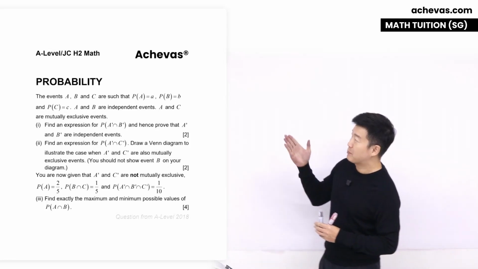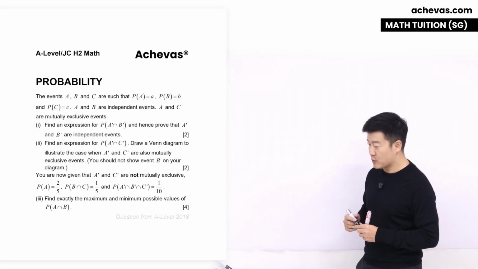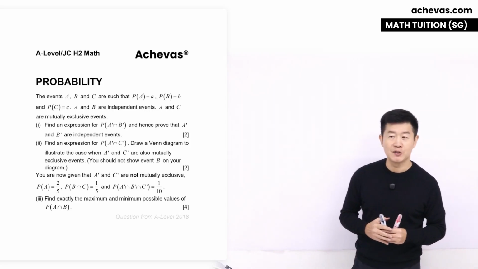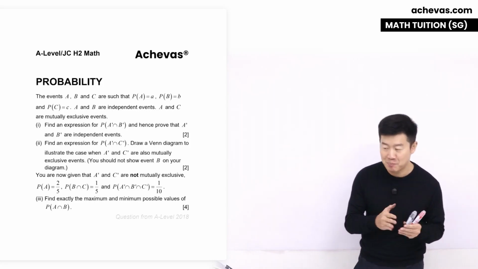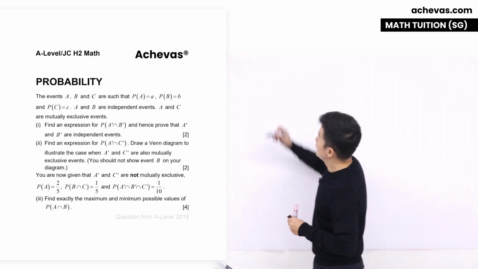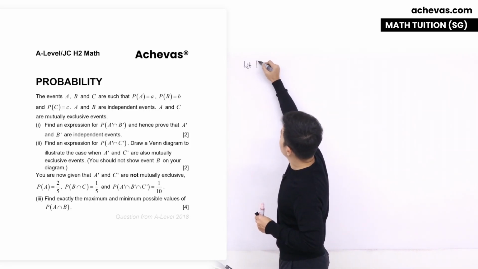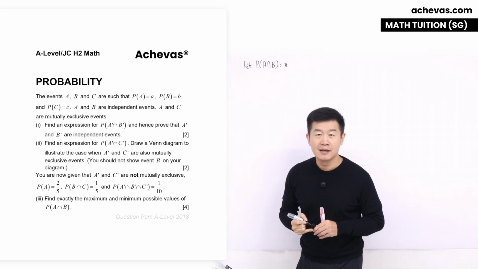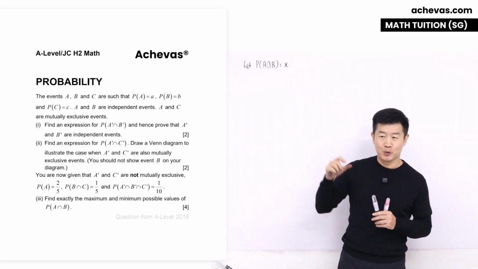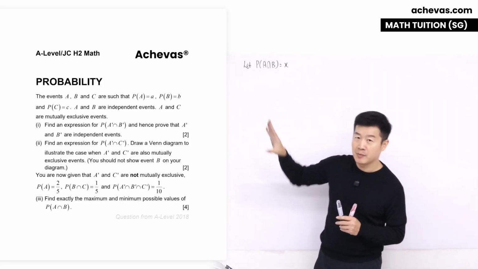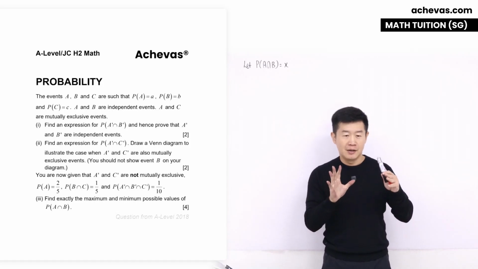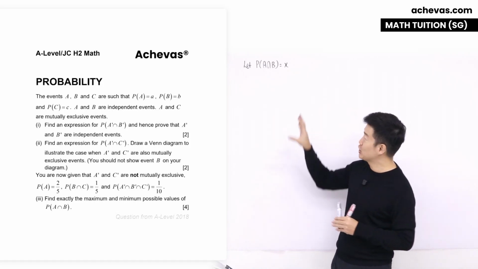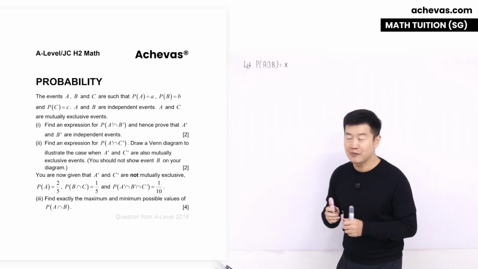We're going to be taking a look at part 3 of this question, where we are supposed to be finding the maximum and the minimum possible values of probability of A intersect B. And the very first thing that we want to do is to let probability of A intersect B be X. Then we are going to try to draw this and the rest of the information on the Venn diagram, so that using the perspective of area, it can probably help us to manage probability a little bit more efficiently.